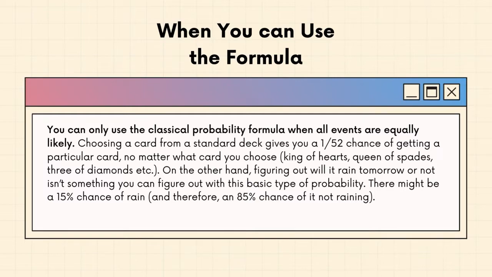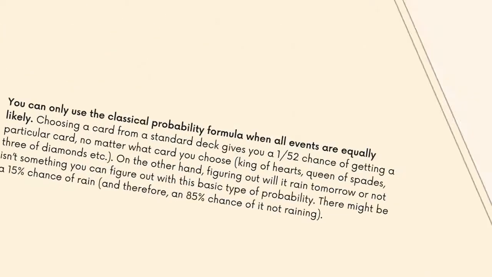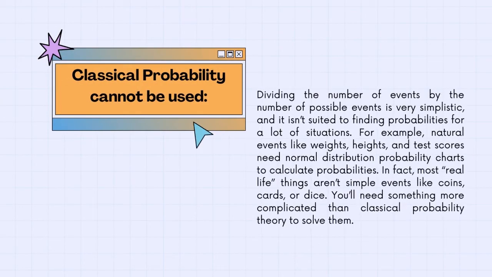On the other hand, figuring out whether it will rain tomorrow or not isn't something you can figure out with this basic type of probability. There might be a 15% chance of rain and therefore an 85% chance of it not raining. Classical probability cannot be used.